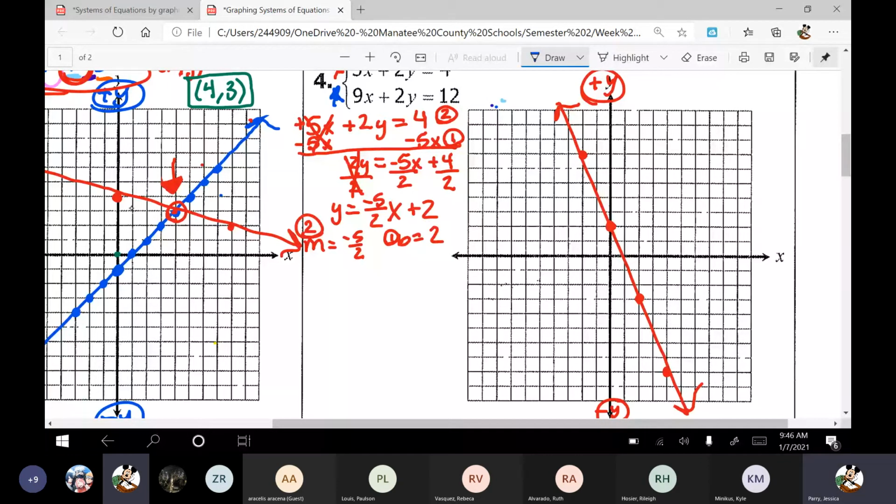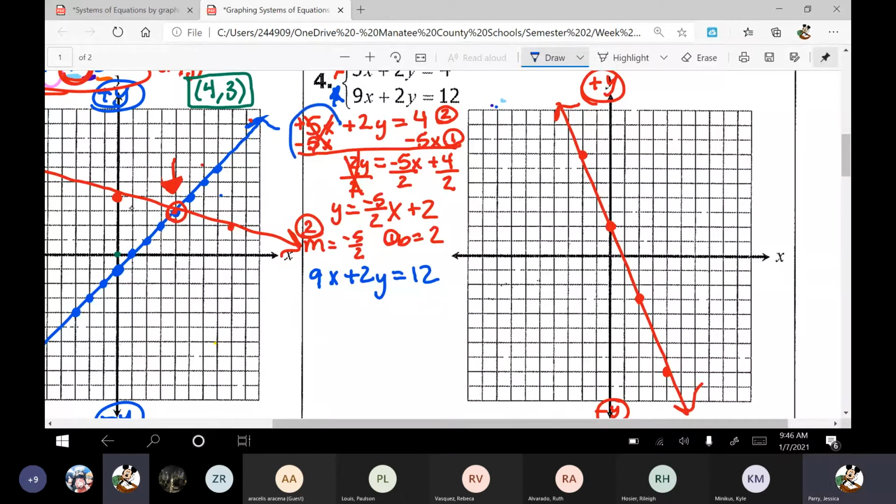We have 9x plus 2y equals 12. What do I need to move to the other side of the equation first? Go ahead and write that in the chat. What do I need to move to the other side of the equation? What's my first step to get this equation written in slope-intercept form?